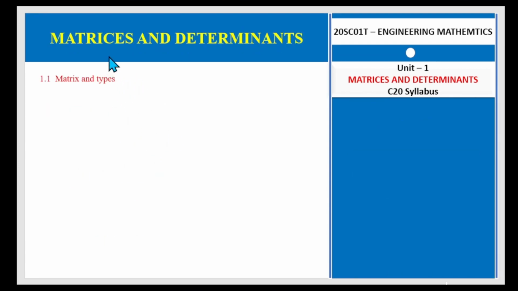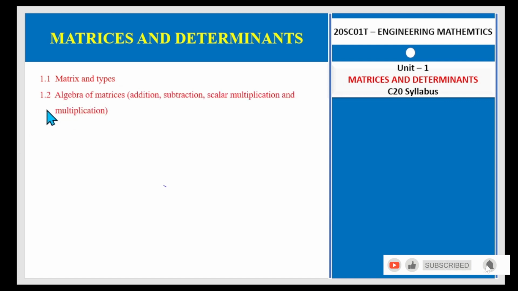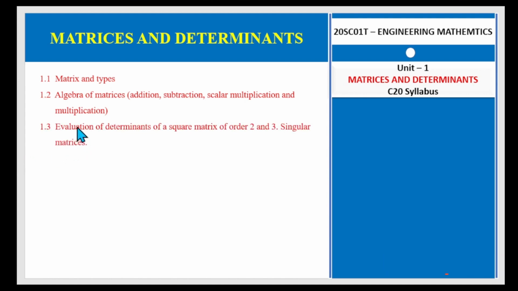Now, before starting the unit matrices and determinants, let us take a view on what is the content of the unit as per the syllabus. First point, that is 1.1 matrix and types. Second point, that is 1.2 algebra of matrices, addition, subtraction, scalar multiplication and multiplication. Third point, that is 1.3 evaluation of determinants of square matrix of order 2 and 3 and singular matrices.